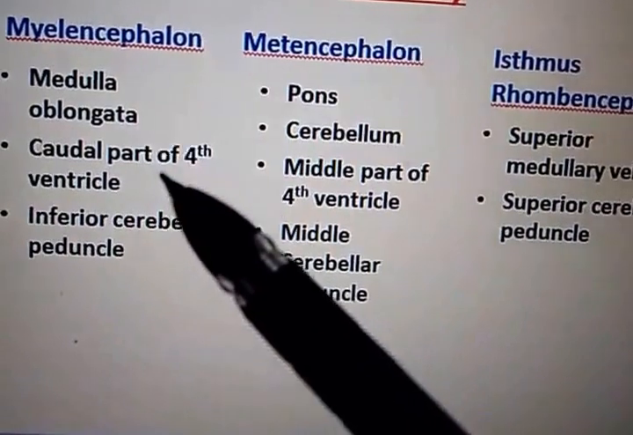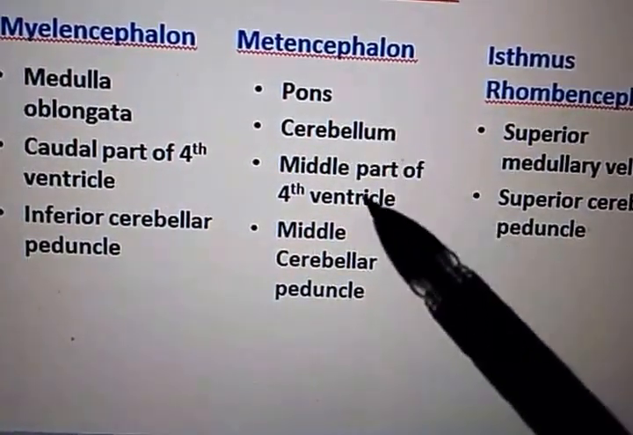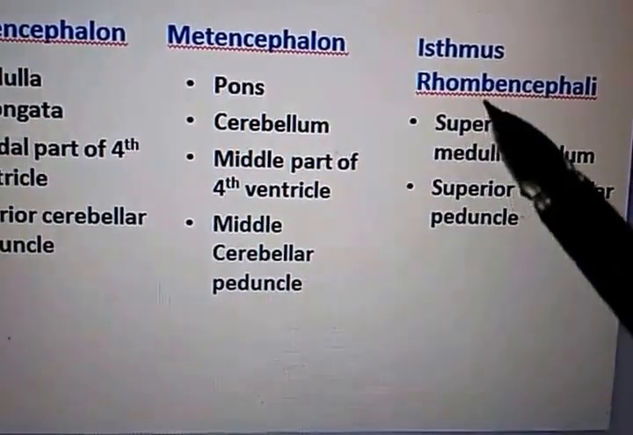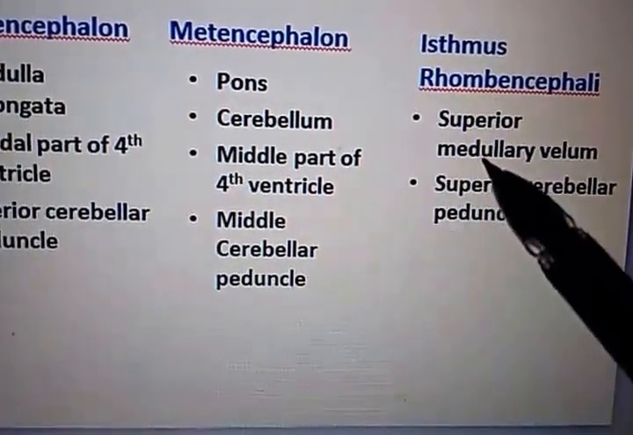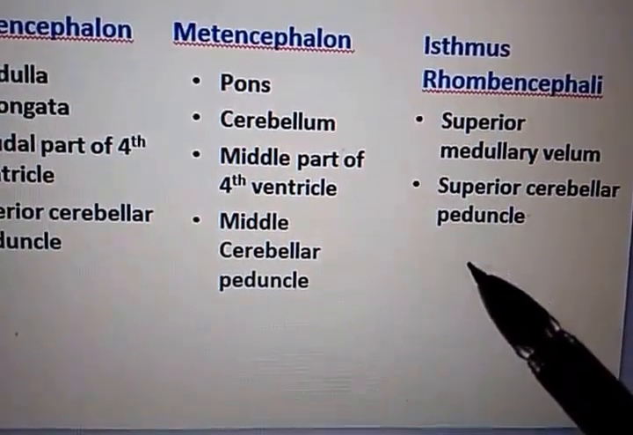Okay, and metencephalon forms pons, cerebellum, middle part of fourth ventricle and the middle cerebellar peduncle. And the isthmus rhombencephali forms the superior medullary velum and the superior cerebellar peduncle. Okay.